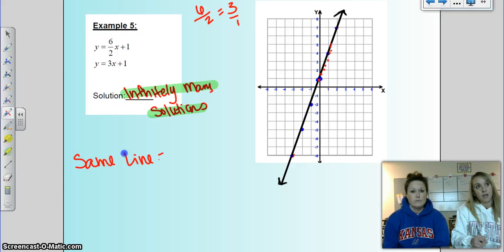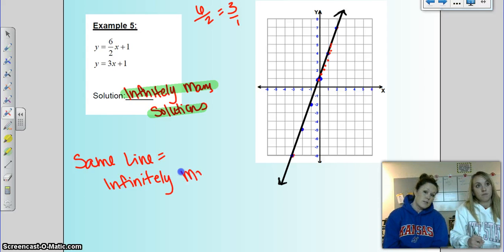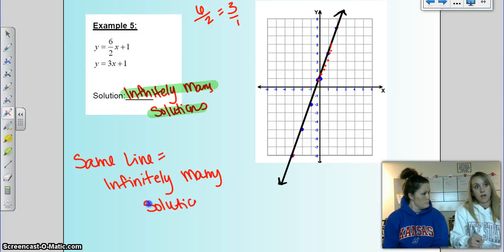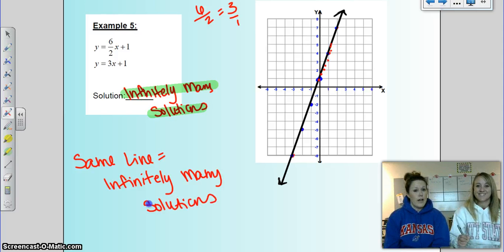So same line equals infinitely, I-N-F-I-N-I-T-E-L-Y. And you'll know if it's going to be the same line if you have the same equation. Got it. Cool. So there you have it.